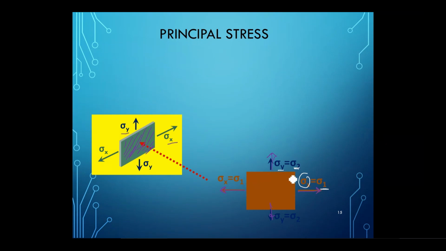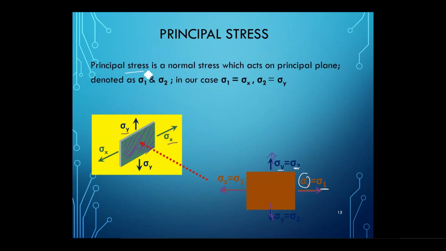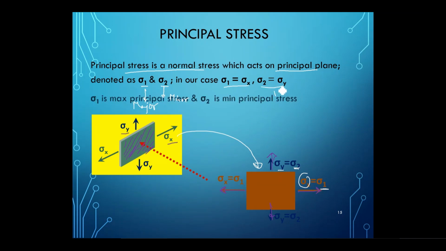Is there any shear stress acting on this plane? No, sir. All right. So principal stress is a normal stress which acts on principal plane. Sigma 1 is major principal stress and sigma 2 is minor principal stress. इस केस के अंदर sigma 1 would be equivalent to sigma x and sigma 2 would be equivalent to sigma y. Sigma 1 is the maximum principal stress, sigma 2 is the minimum principal stress, and they would be equivalent to sigma x and sigma y. Why? Because there is no shear stress acting on this surface.